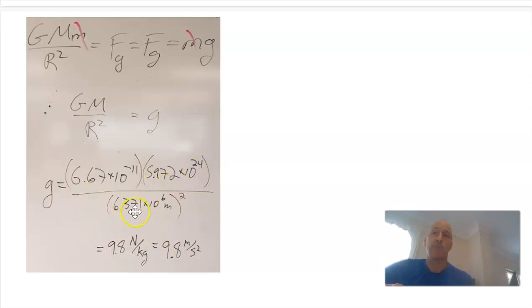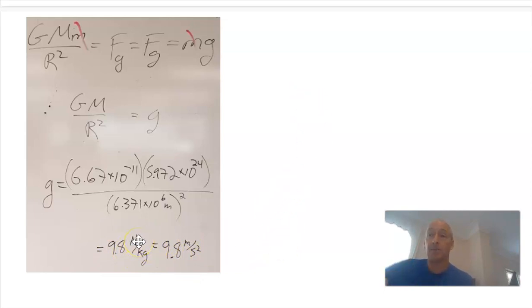You should get something close to 9.8 newtons per kilogram, which is where this 9.8 meters per second squared came from. But we should really stop calling it meters per second squared unless it's actually in free fall and accelerating at 9.8 meters per second squared. So from now on, we really should say newtons per kilogram now that we understand that concept.